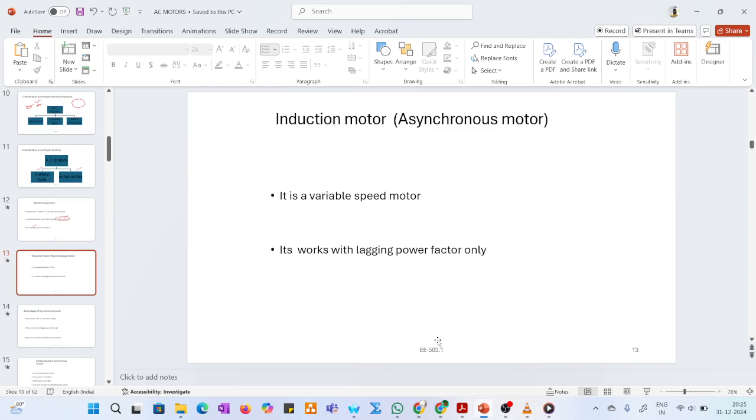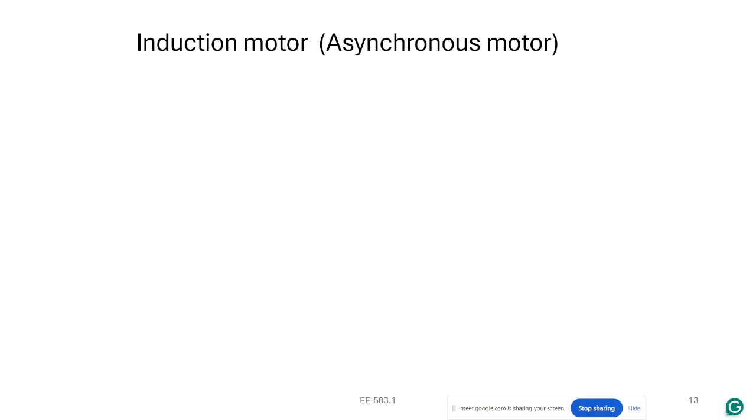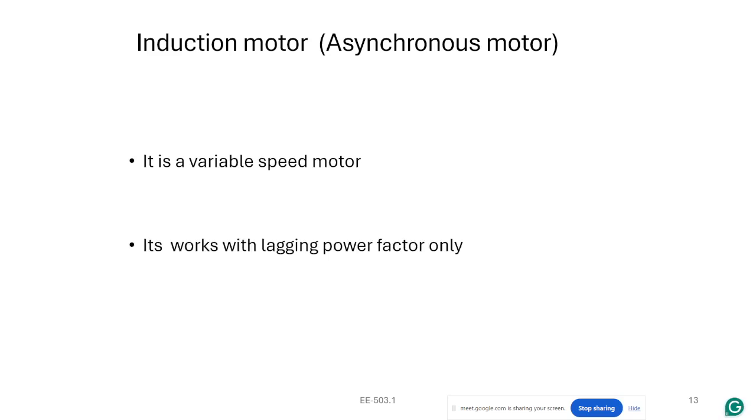Okay, so let us see the induction motors, that is the asynchronous motors. These are variable speed motors and work with only the lagging power factor. The synchronous motors work with leading, lagging, and unity power factor. Why they run with the three power factors will come in the upcoming classes.